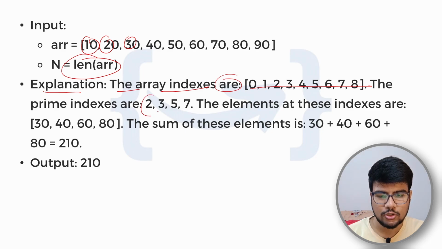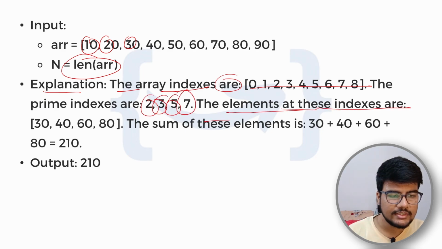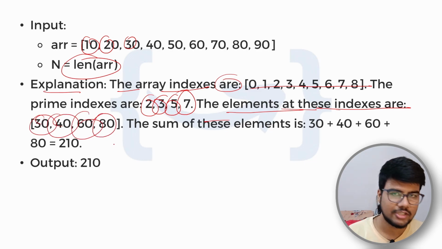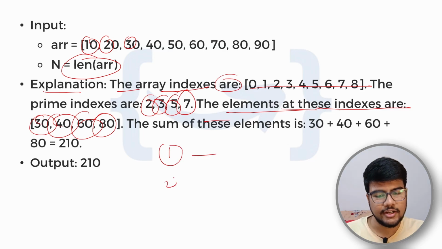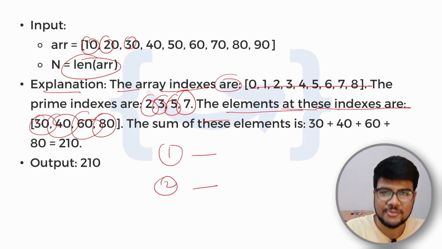The prime indexes are 2, 3, 5, 7. The elements at these indexes are 30, 40, 60, 80. Now you need to calculate the sum of it. So here you need to do two tasks. First task is this, second task is this. If I will tell you, then what will be your problem solving?